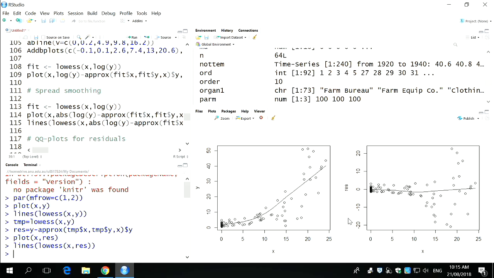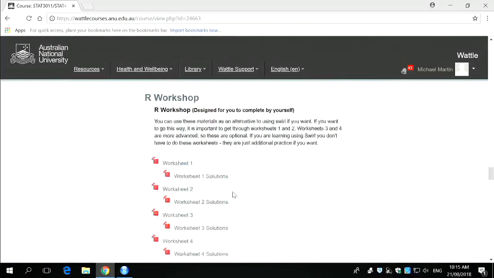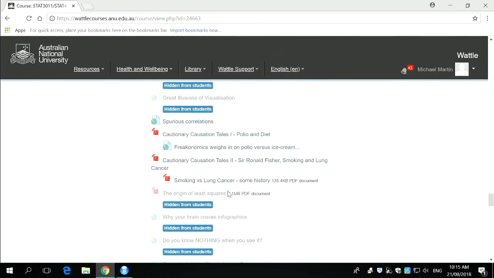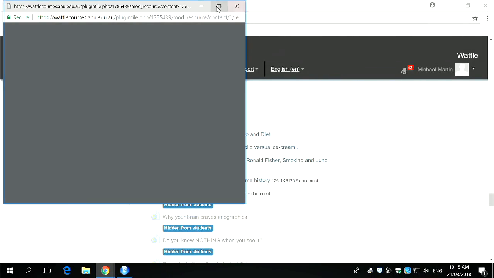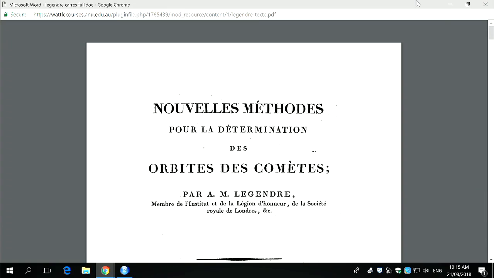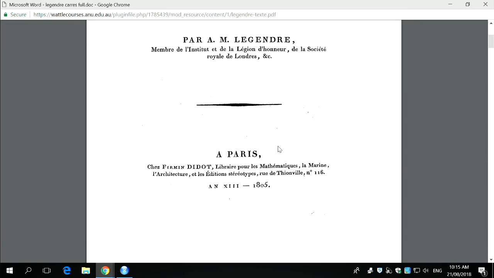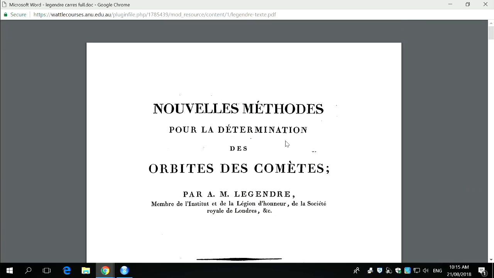Now, least squares goes back a long time, right? While this is on the screen, I'll see if I can show you something. This is the origin of least squares. It goes all the way back to Legendre, a French person, in 1805. He wrote an article in 1805 describing least squares. This is it, right? I'm going to put this link up on the interesting links page, but not with an expectation that any of you will read it.